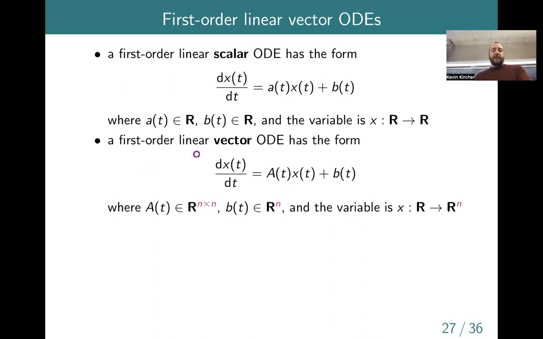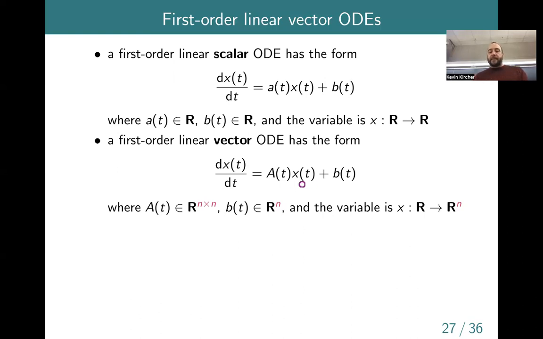Okay, so then a vector ODE basically just generalizes that same form. Again, on the left-hand side, we have a first derivative, and on the right-hand side, we have an Ax plus b kind of a thing. But now A, rather than being a scalar valued function, is a matrix valued function. In general, A is an n by n matrix if x is a function in R^n. So that would be an nth order linear system of differential equations.